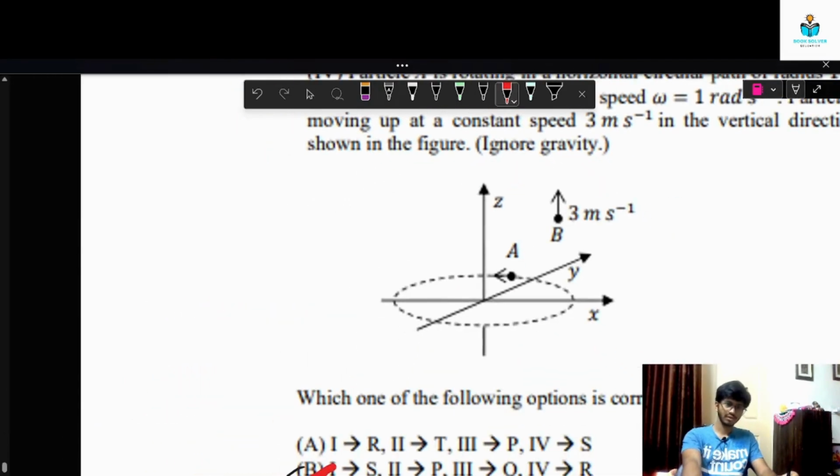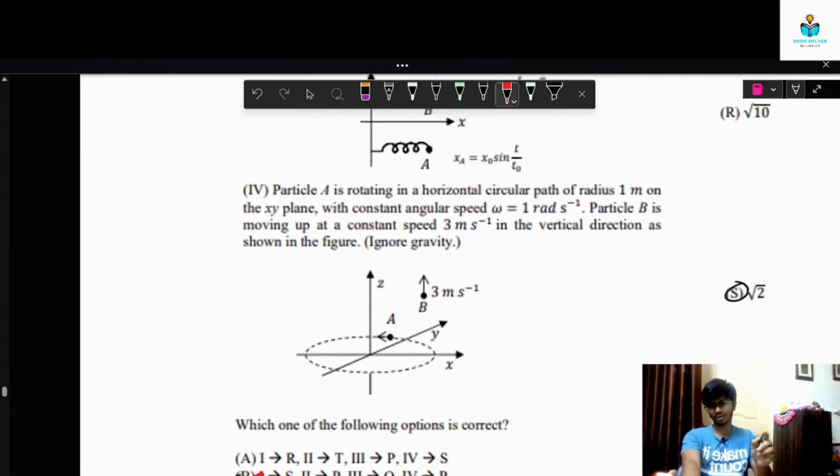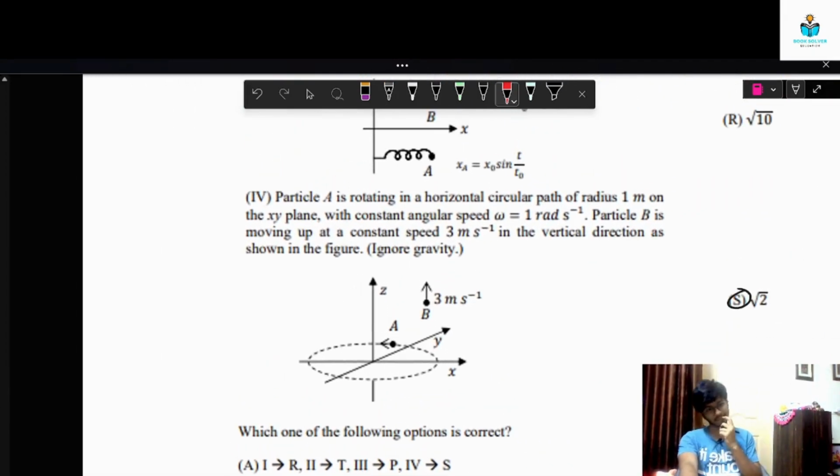Options 3 and 4 are again the same thing. You need to calculate the velocity of both of them and then you need to subtract. That is the approach.